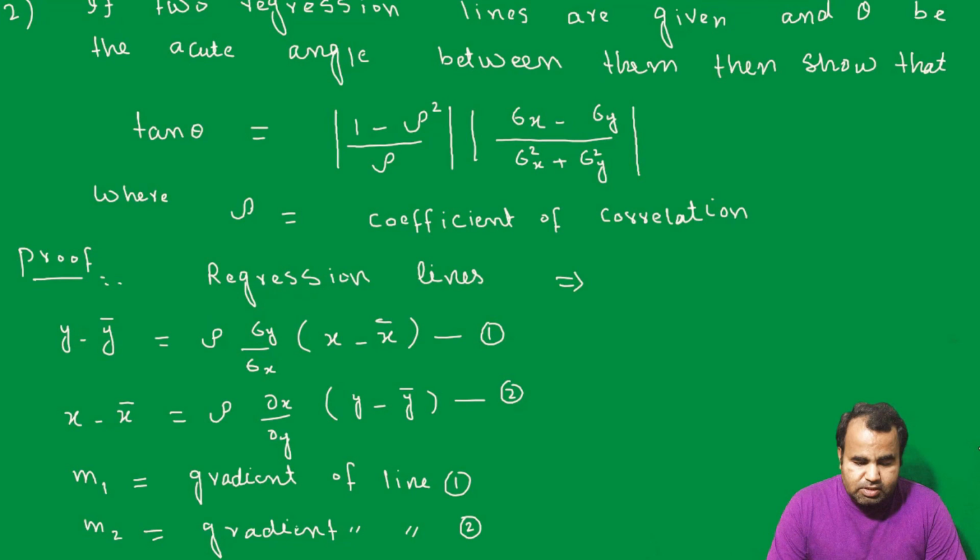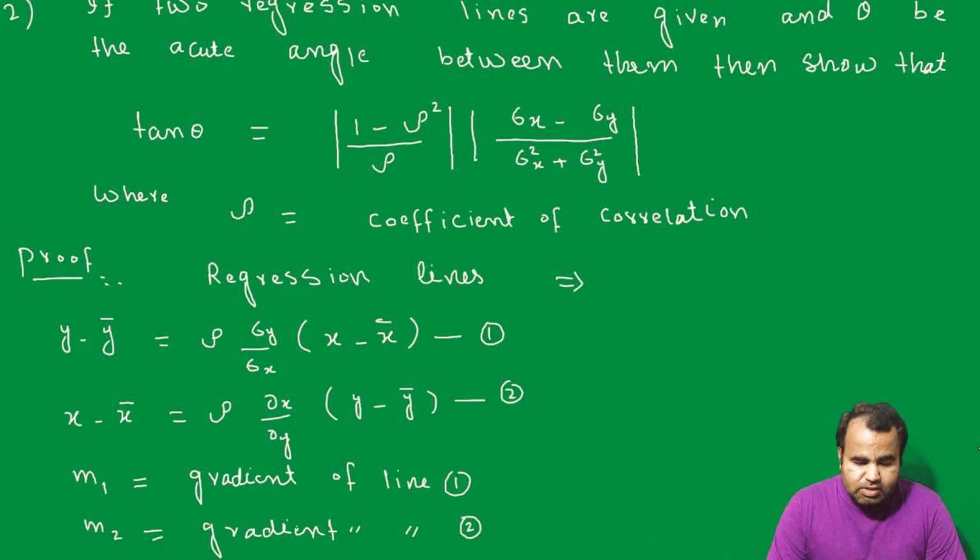So we can write m1 is equal to rho into sigma y over sigma x, and the second line is actually x is equal to something. So when we convert the second line, the line of regression, to y is equal to something, we will find that our gradient, our slope, will be equal to 1 over rho times sigma y over sigma x.